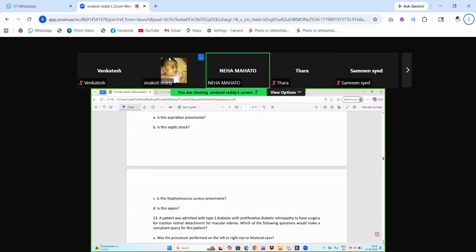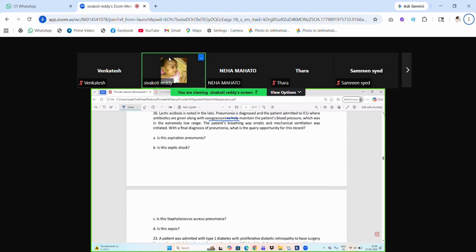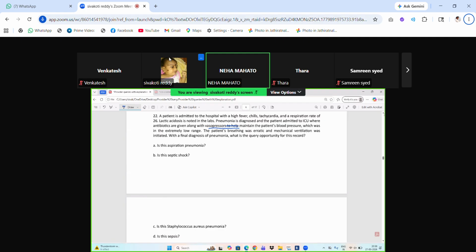Sir, I have a doubt in this question. Why can it not be option C, Staph aureus pneumonia, because antibiotics are also being given? These all are indicators supporting sepsis, right? Fever, chills, tachycardia, lactic acidosis. Based on one indicator, we should not go for the organism. They need to take at least a blood culture, right? Okay.